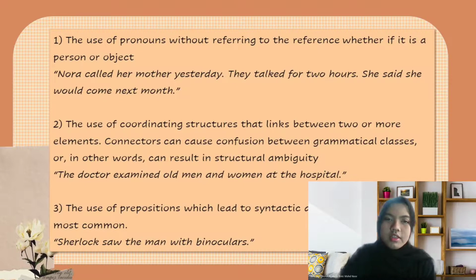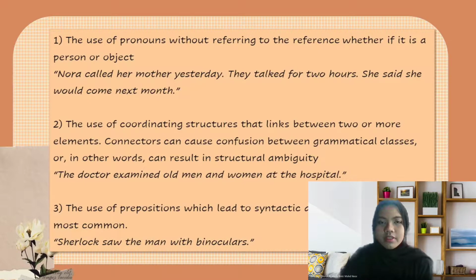The second one is the use of coordinating structures that link two or more elements. Connectors can cause confusion between grammatical classes, or in other words, can result in structural ambiguity. For example, the doctor examined old man and woman at the hospital. The phrase old man and woman is a structural ambiguity in which either the old man and old woman are examined by the doctor, or the old man and woman of any age.